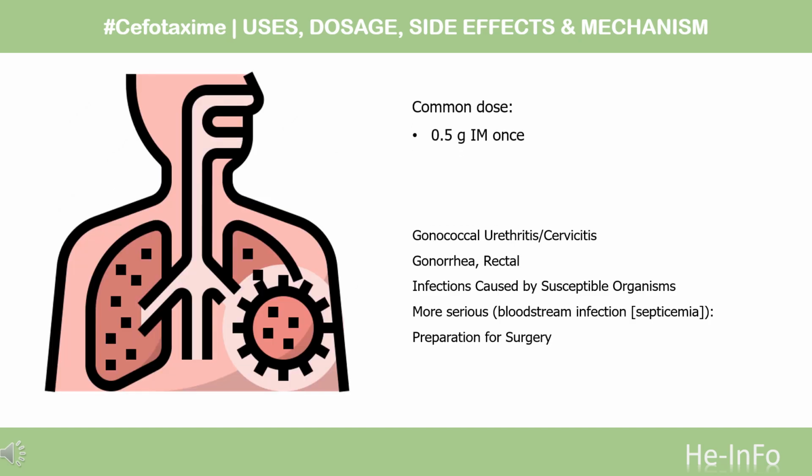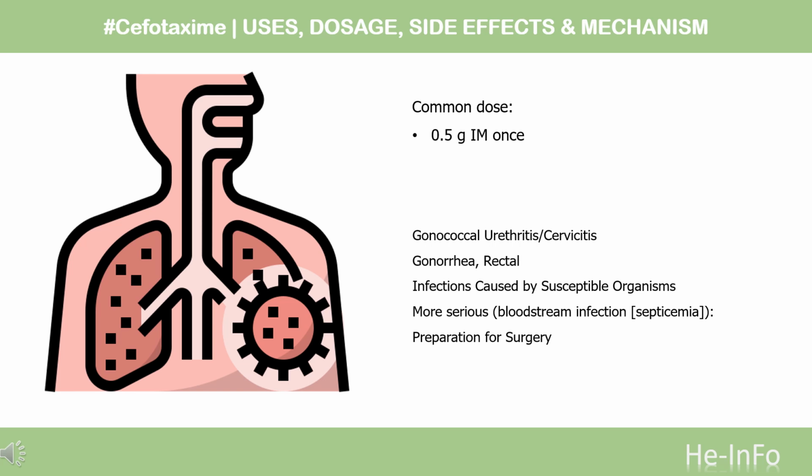Dose. The dose of this medicine will be different for different patients. Gonococcal urethritis/cervicitis: 0.5 g IM once. Gonorrhea, rectal: men, 1 g IM once; women, 0.5 g IM once. Infections caused by susceptible organisms. Uncomplicated: 1 g IV or IM every 12 hours. Moderate to severe: 1 to 2 g IV or IM every 8 hours.